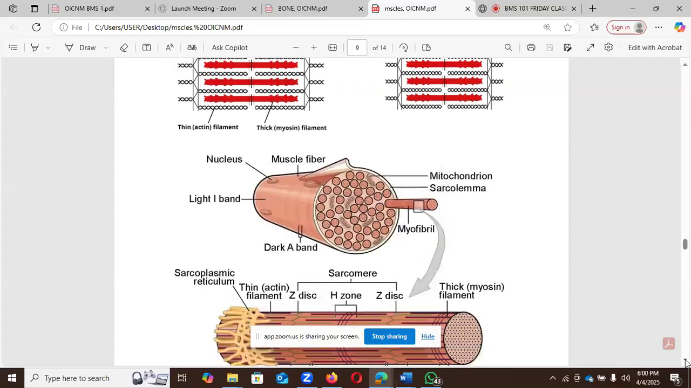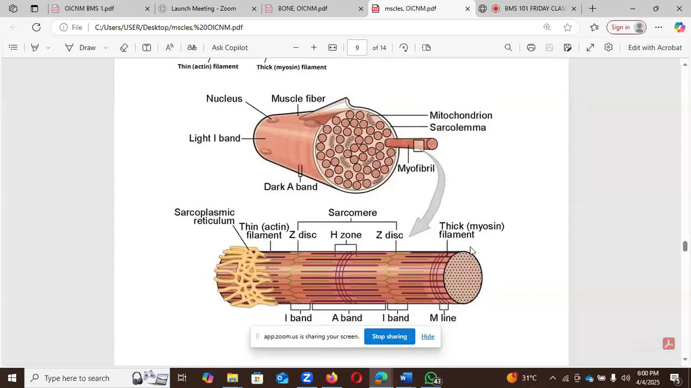So again, look at it. Look at the muscle fiber here. You can see that it has lines. So it can be either what? Cardiac muscle or skeletal muscle. So this is a muscle fiber.